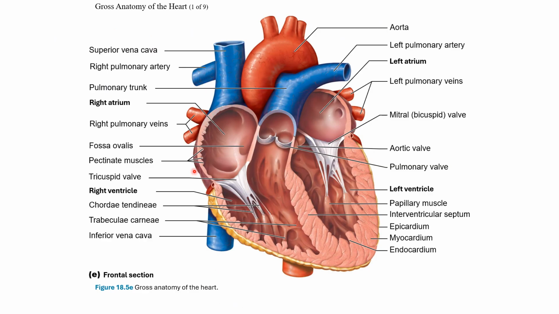This is right atrium, and this is left atrium. So we cannot see, but if the heart is closed, there will be an interatrial septum present between them. And then these are the two ventricles, right ventricle and the left ventricle, and you can see the interventricular septum, right?